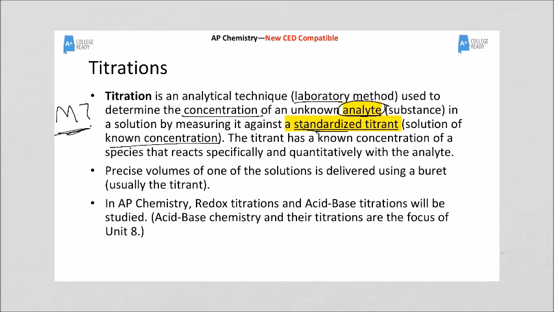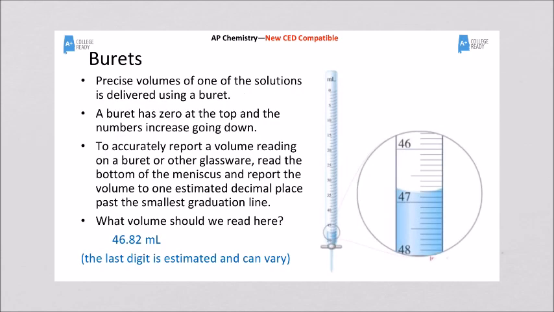So what we're going to be using is a burette, and again, we'll talk about redox titrations here, and there are other acid-base ones that go into a lot more detail in Unit 8. So here's what a burette looks like. It starts with 0 at the top. It measures going down. Here, this valve is called a stopcock.